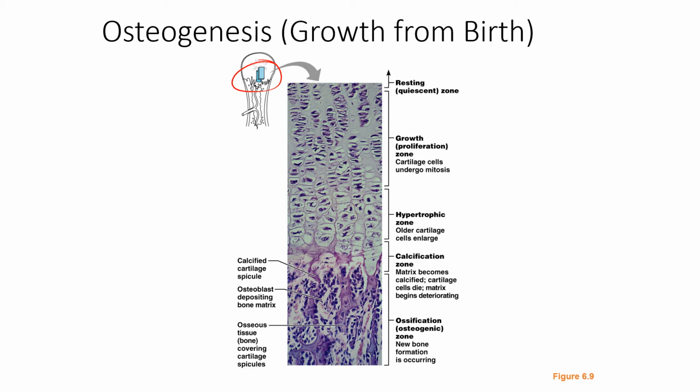Now, there is a layer here that we call the calcification zone. And we know that calcification is the process of depositing calcium salts. What specific cell type can do that? Not a cartilage cell, but a bone cell called an osteoblast. So when those bone cells called osteoblasts deposit bone matrix, then that area of the bone becomes hardened. Now, you'll notice that this osseous tissue covers cartilage. Unfortunately, that's not going to leave those cartilage cells alive, so they die.